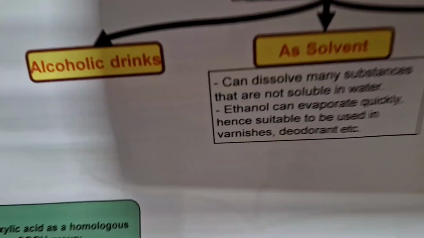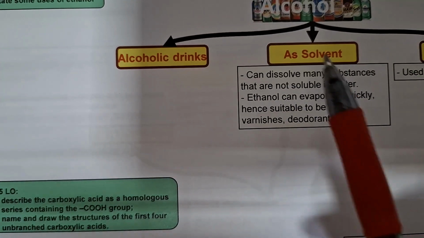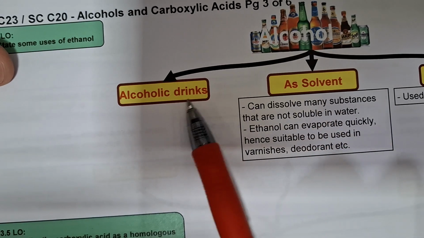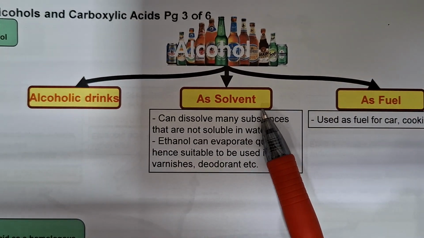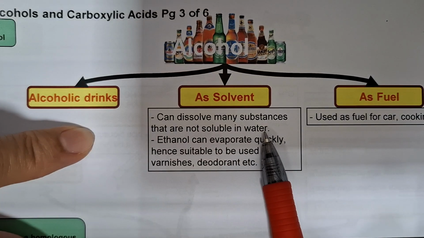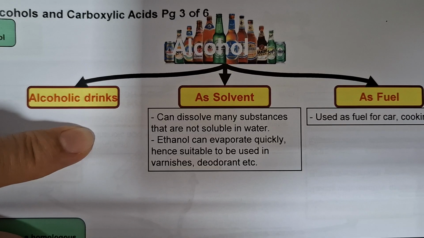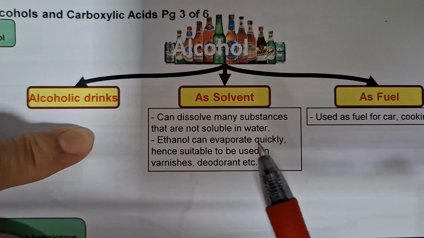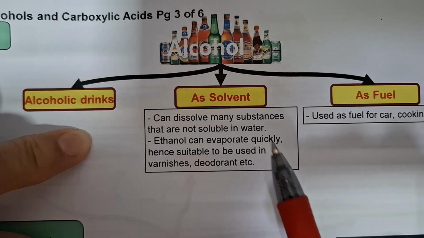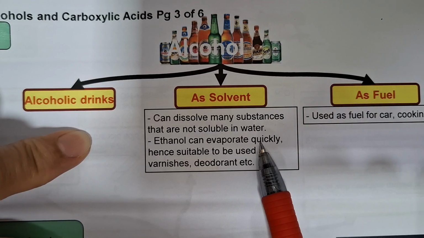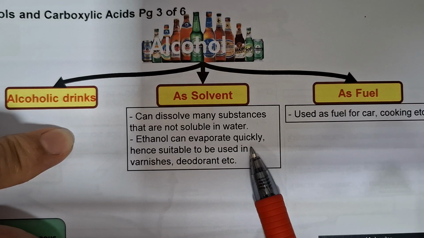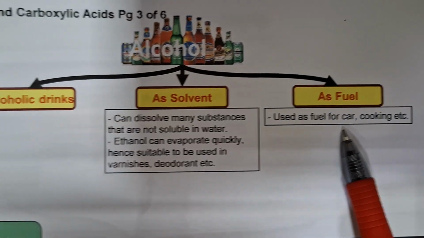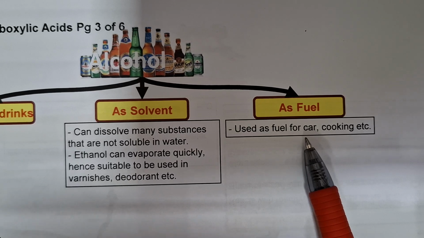Okay, some uses of ethanol. Ethanol can obviously be used as alcoholic drinks, can be used as a solvent, because alcohol can dissolve many substances that are not soluble in water. So when the chemical is not soluble in water, then we have to use other solvent, and very commonly alcohol is used, or ethanol is used as a solvent to dissolve that particular chemical. And as a fuel, ethanol is a very clean fuel.